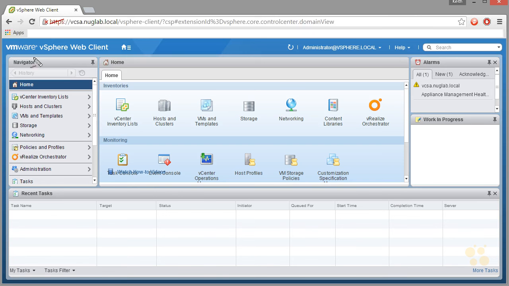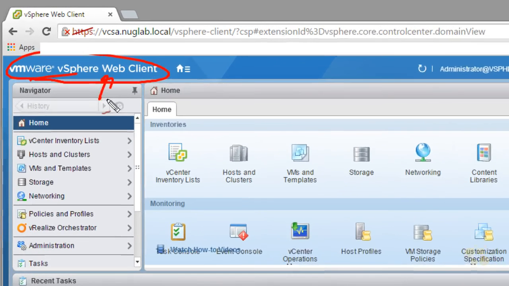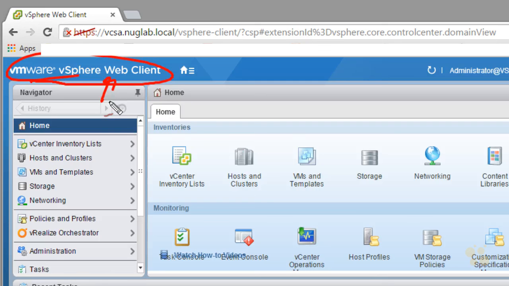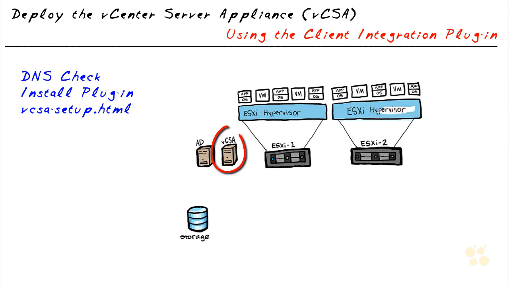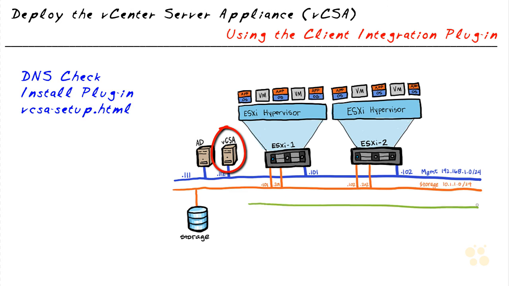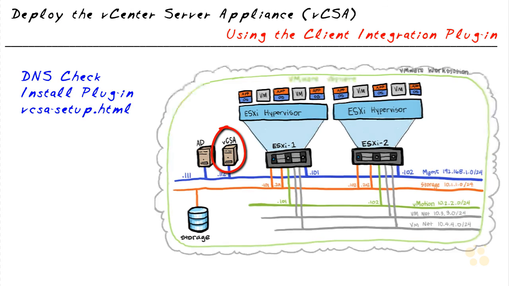And here, my friend, we're looking at the VMware vSphere web client. And it's from this pane of glass that we're going to do the management and administration of most of our vSphere environment. In this nugget, we have deployed the vCenter server appliance by using the ISO that we downloaded from VMware.com as part of our vSphere evaluation.